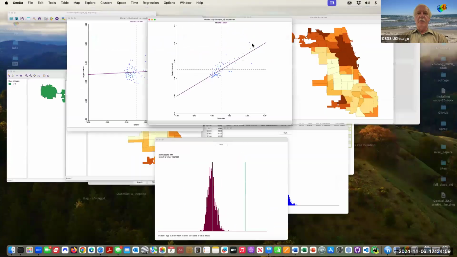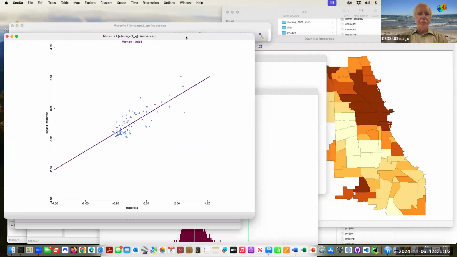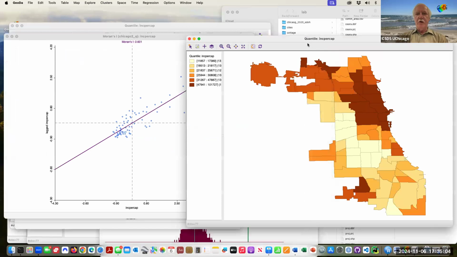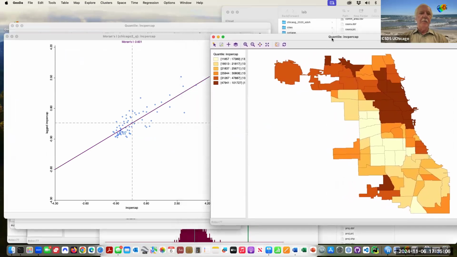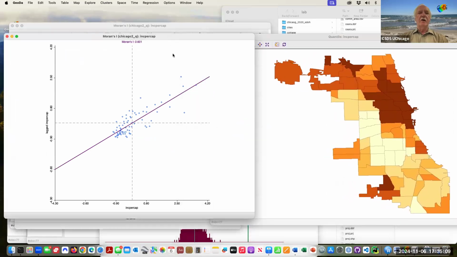Okay. Let's go back to our original income per capita and income per capita map. Now let's select a variable. And let's select this one.